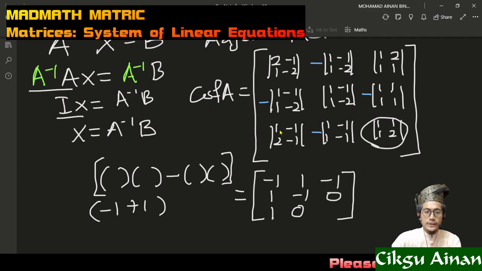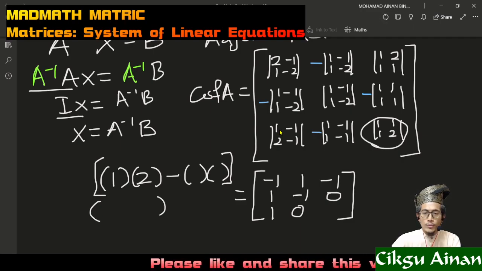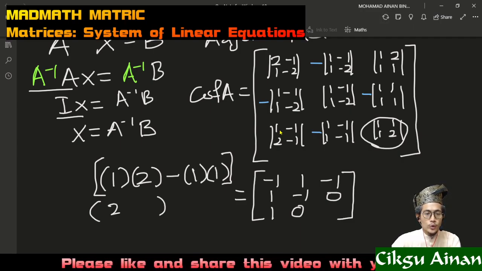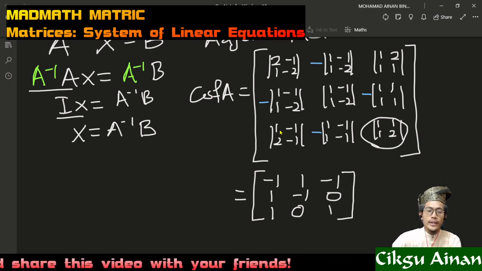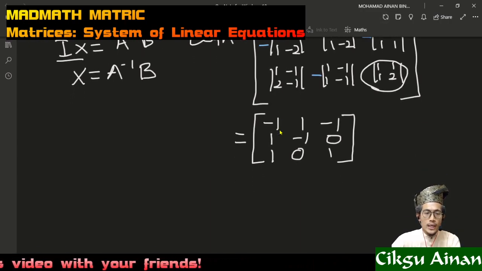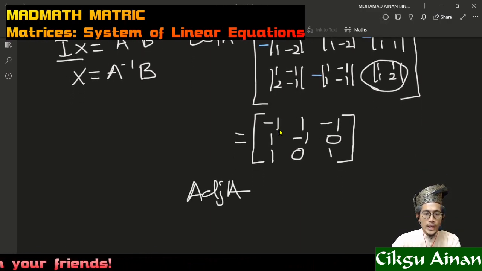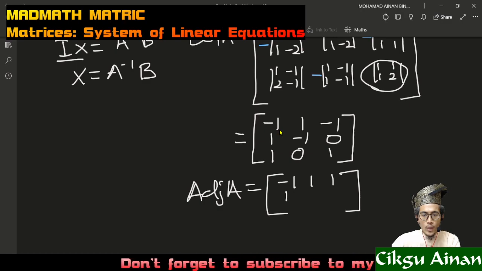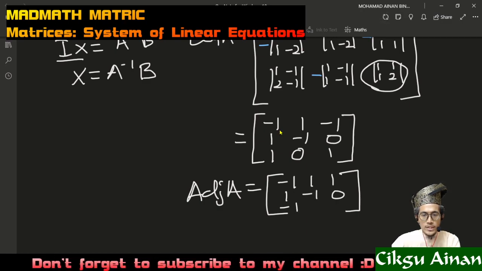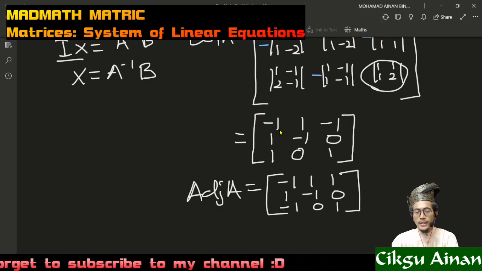Even if I calculate first, it's a waste of time. Sorry. Okay, now 1, 2, we move forward. 1, 1, so 2 minus 1, 1. Okay, so this is our cofactor. Afterwards, what we do is we get the adjoint. Adjoint A is the transpose of this whole lot. So just might as well transpose it straight away. Minus 1, 1, 1. 1 minus 1, 0. Minus 1, 0, 1. Okay, so that's it.